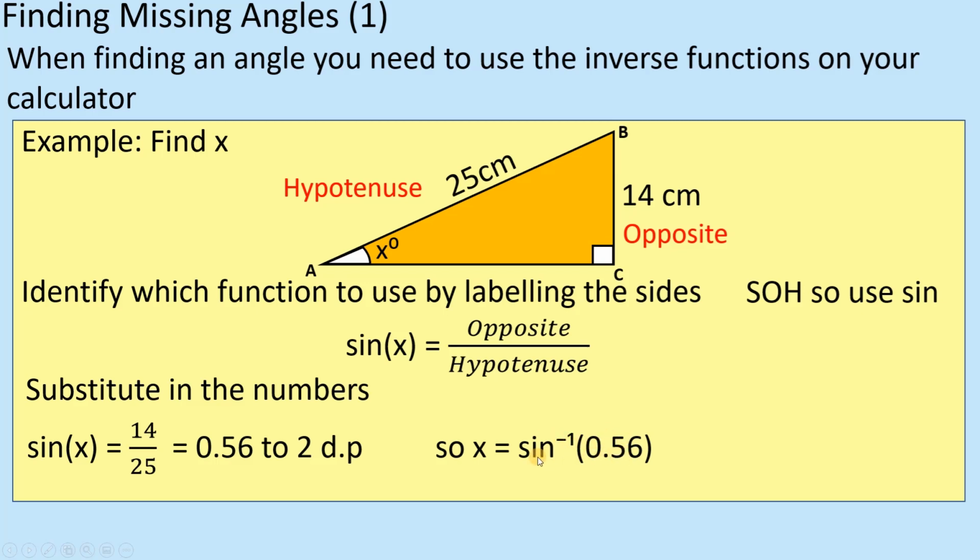It's normally a shift sin, to be honest, or second function sin. So have a look, but I need to get that one, 0.56, and then press equals, and it's going to give me the angle as 34.06. Please check your calculator that it's doing that.